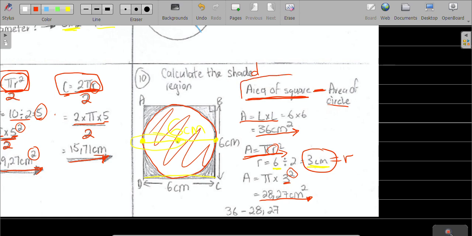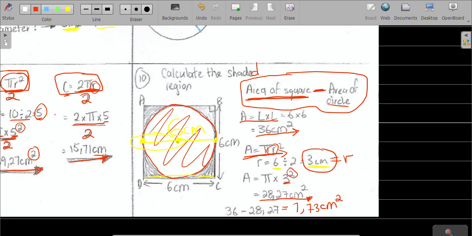Remember, this is the magic thing that we are focusing on over here. We got the area of the square, but now we need to minus the area of the circle. So it's going to be 36 minus the 28.27. I'm just putting it in the calculator as I'm speaking, and we will get an answer of 7.73. Okay, guys, and again, I rounded off to 2 decimal places, so it's going to be centimeters squared.